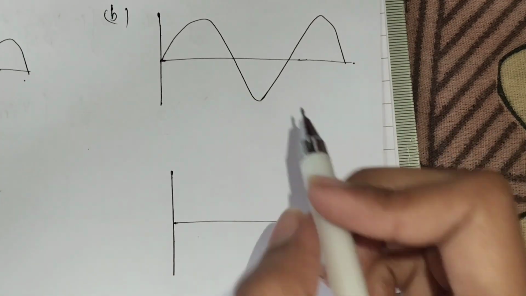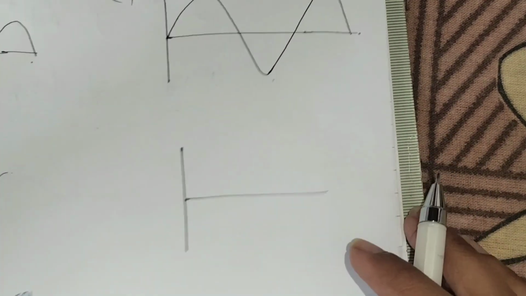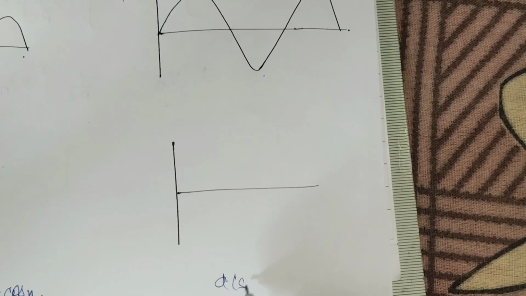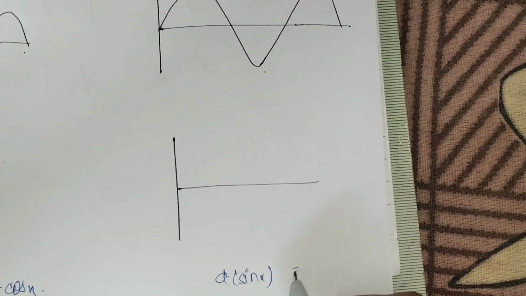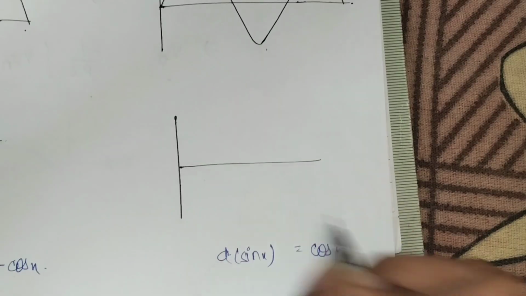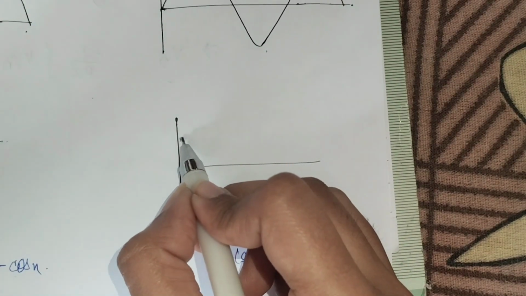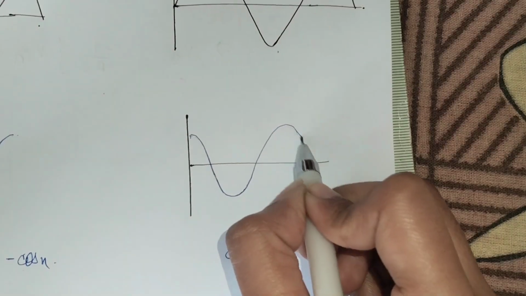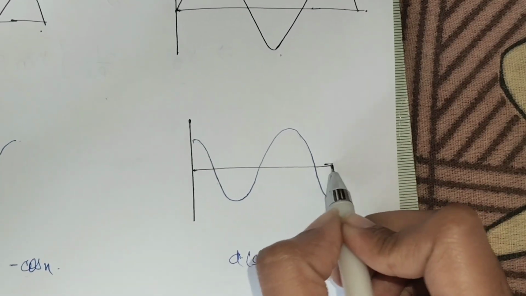For the differentiator circuit, when a sine wave is given, we can have the output waveform as a cos wave, because we know that differentiation of sin x is given as cos x. So this is how the output waveform of a sine wave will look like in a differentiator circuit.